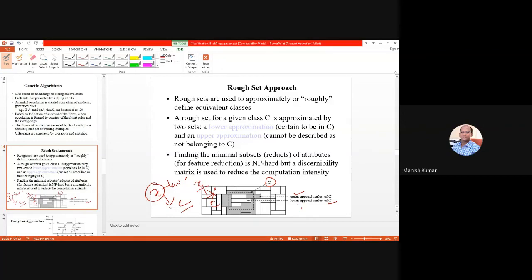The problem is that finding such minimal subsets of attributes, or features, is an NP-hard problem. But we can make use of a discernibility matrix to reduce the computational intensity in this case. There are algorithms which work on this discernibility matrix as well. So this is the rough set approach.